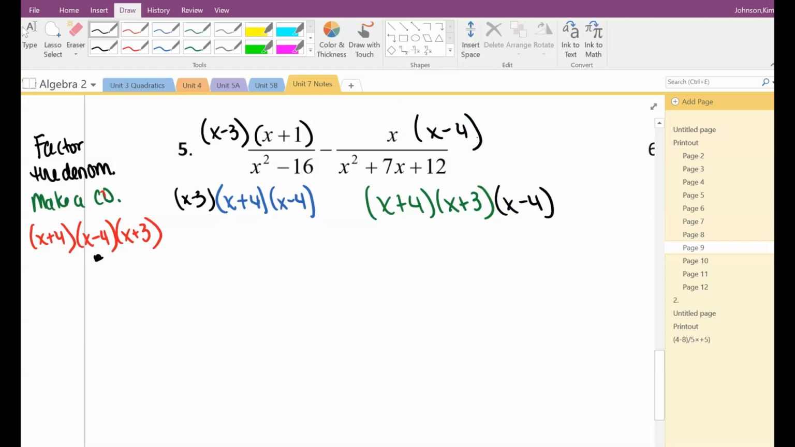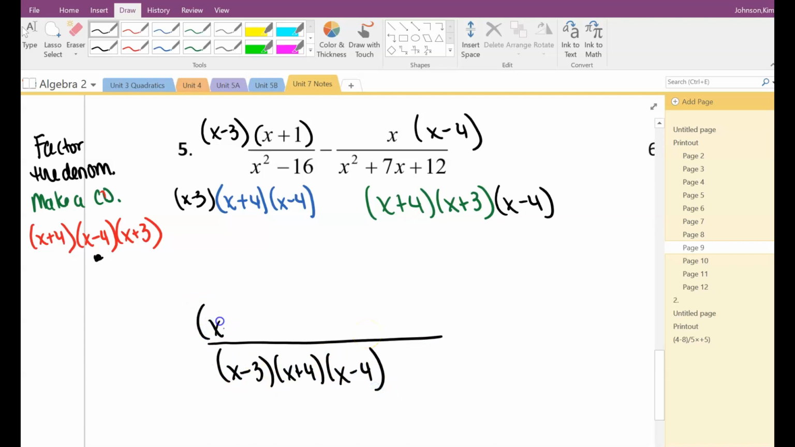Okay, now I've got that big, long denominator. It's x minus 3, it's x plus 4, it's x minus 4. And I'm going to put those numerators together, right? So it's going to be x minus 3 times x plus 1 minus x multiplied by x minus 4.